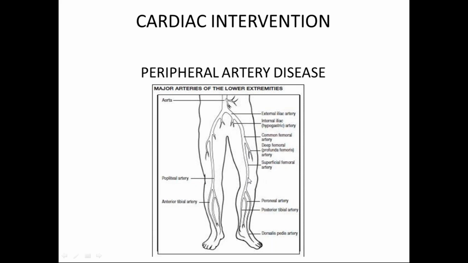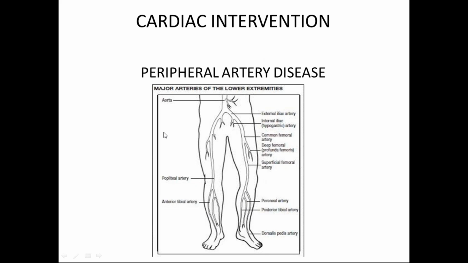Okay, then it comes straight down to the popliteal, behind the knee. It becomes the popliteal artery, and then that artery divides into three arteries. On the medial aspect, you have the posterior tibial. On the lateral aspect, you have the peroneal, and in the front, you have the anterior tibial, and these go down in the leg and the foot.